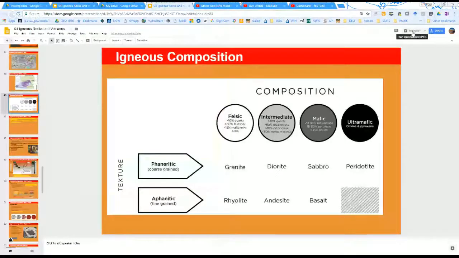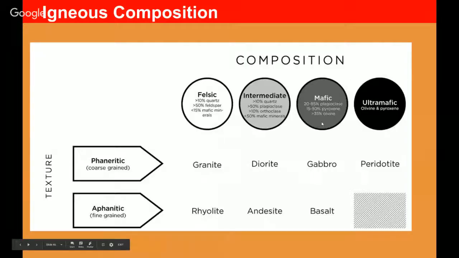This is part of a series on igneous rocks and volcanoes. In this video, we'll be discussing the Bowen's reaction series and differentiation of different types of igneous compositions.